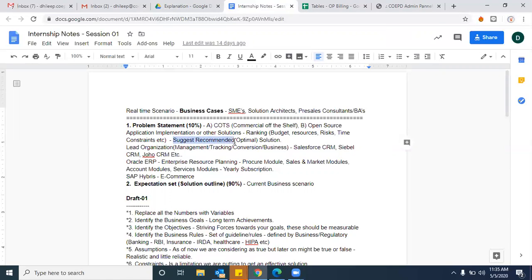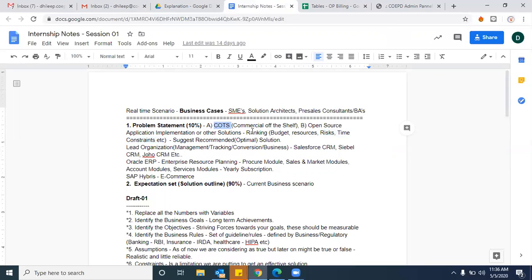Only then can we provide the suggested recommended solution. How do you provide the ranking among your recommendations? Using different parameters. A couple of parameters I kept here, in terms of budget. For example, for implementing COTS, what sort of budget will it incur? And for open source implementation, how much cost will it incur?